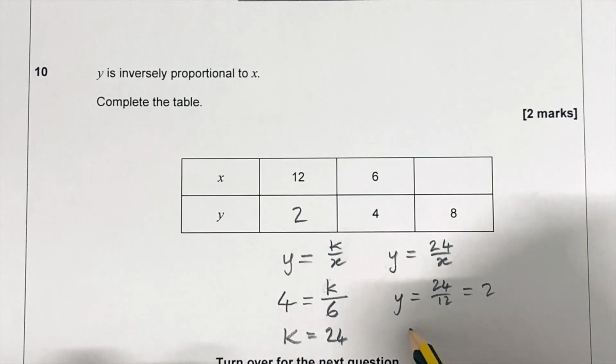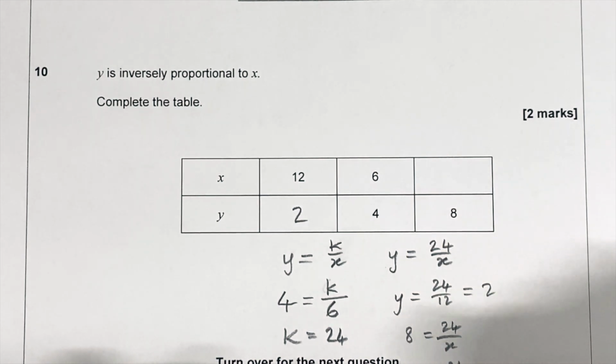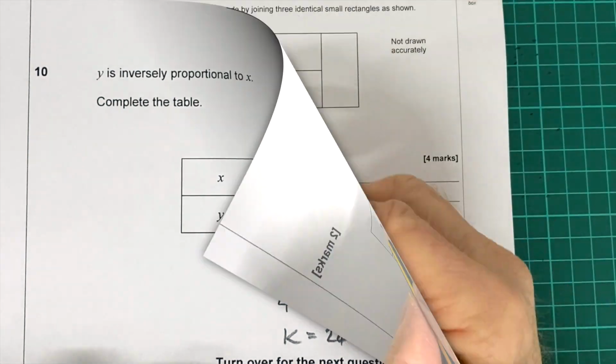And when y is 8, 8 equals 24 over x. Swap those two over, x equals 24 over 8. x is 3.